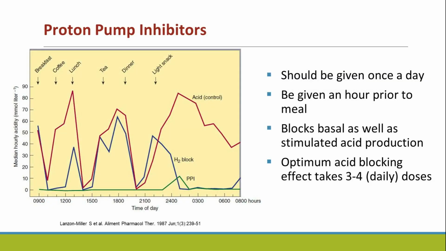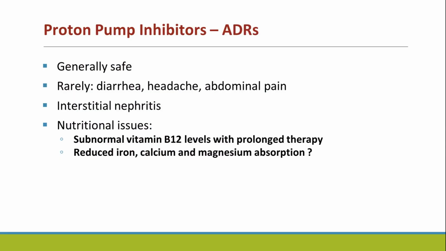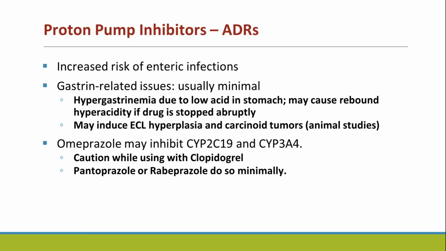They must be taken before meals because pumps are activated during meals. Maximum effect appears after several days due to cumulative inhibition. Usually safe. Long-term use may reduce vitamin B12, iron, calcium, and magnesium absorption. Increased infection risk occurs because acid normally protects against bacteria. Chronic suppression increases gastrin. Sudden withdrawal may cause rebound hyperacidity. Therefore therapy should be tapered.